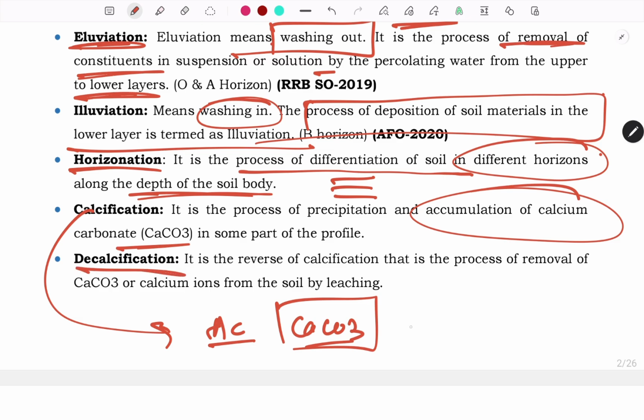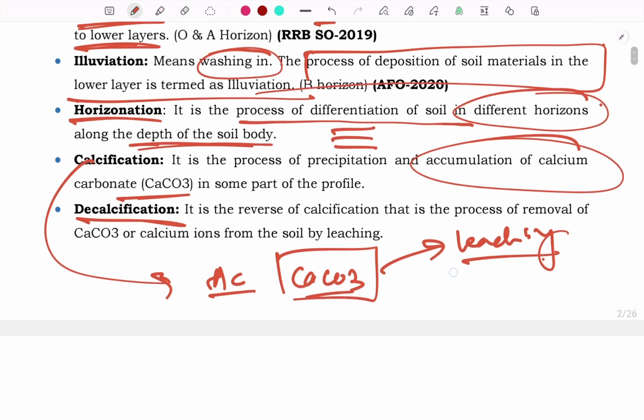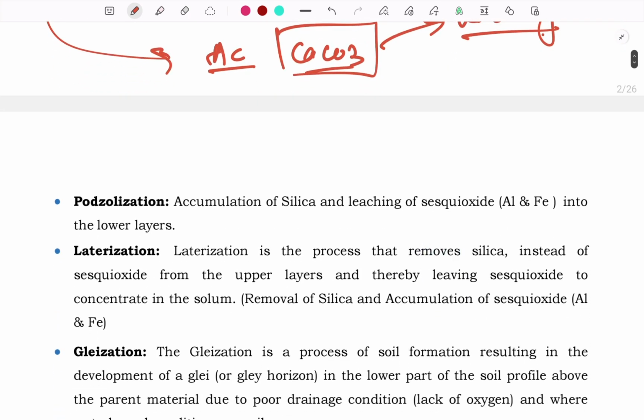And decalcification is the reverse of calcification. Reverse of calcification means this calcium carbonate gets leached. It's a leaching of calcium carbonate. And the next term is podzolization. Then the next comes laterization, and these two terms are important from the exam point of view.